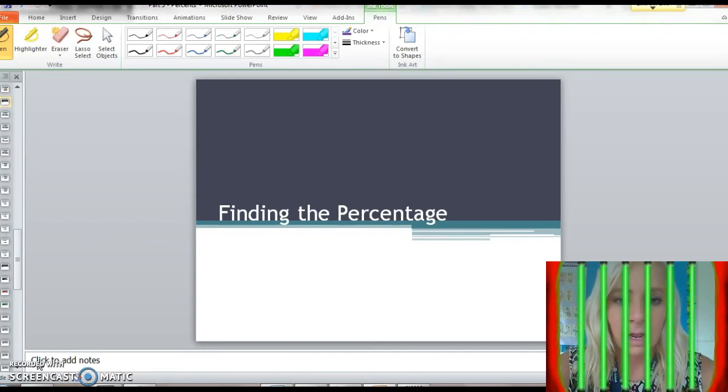Alright, so let's begin. Make sure you have your graphic organizer out. You will be filling in the middle section after we discuss just a little bit about how to find the percentage.